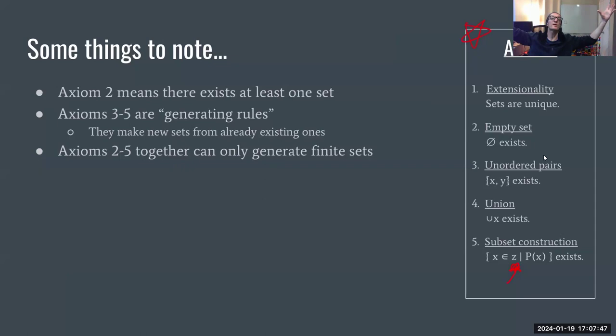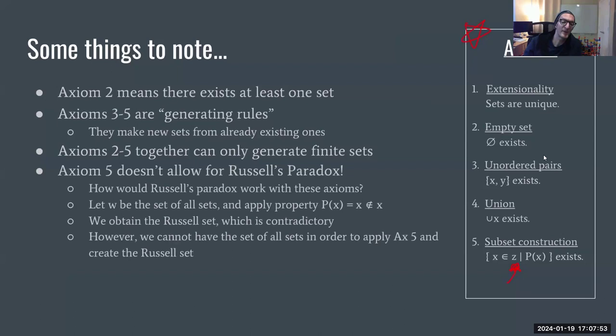Okay, but here's the big thing. The big thing, which I already mentioned on the previous slide, is that the entire point of this axiomatization of set theory is to remove the paradoxes. We want to get rid of Russell's paradox. Or rather, instead of getting rid of Russell's paradox, what we are going to do is dance around it.